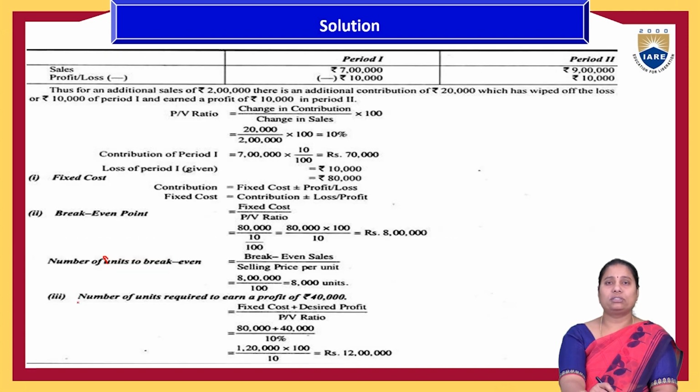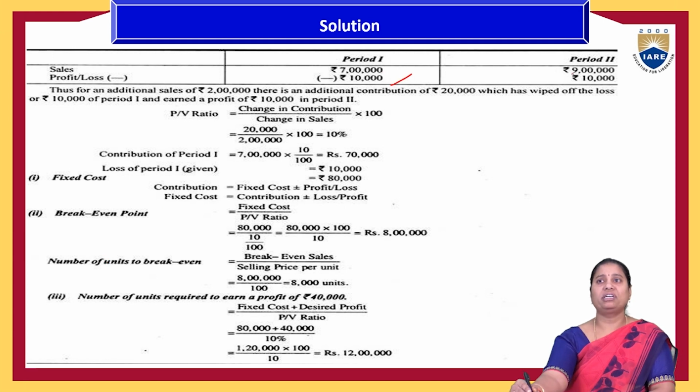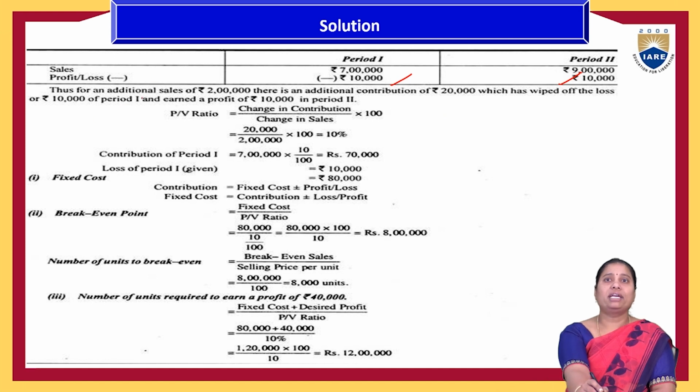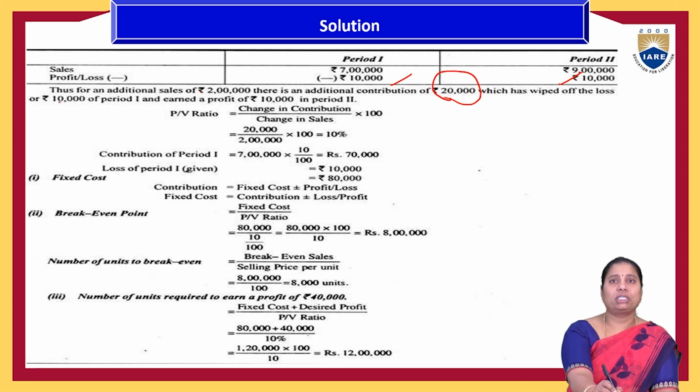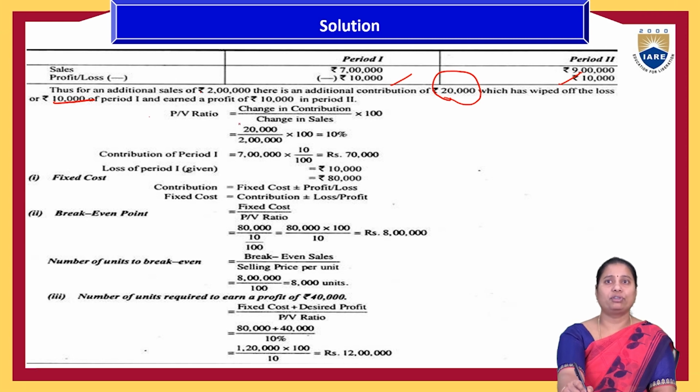So there are 2 cases, the profit and the loss. The loss at 7 lakhs is 10,000. The profit at 9 lakhs is 10,000. Thus, for an additional sale of 2 lakhs, they are going to be contributing 20,000 rupees. This last 10,000 plus 10,000 additional profit has wiped off the loss of 10,000 of period 1 and earned a profit of 10,000 in period 2.